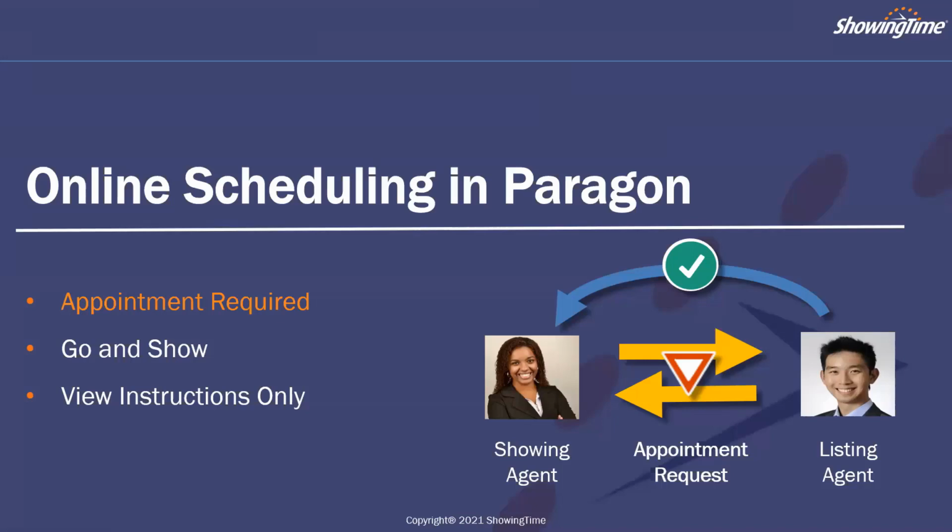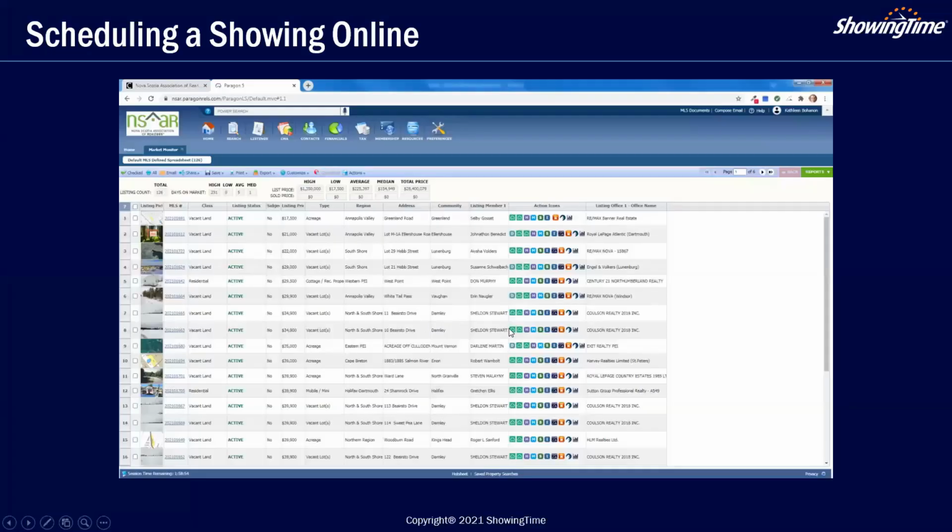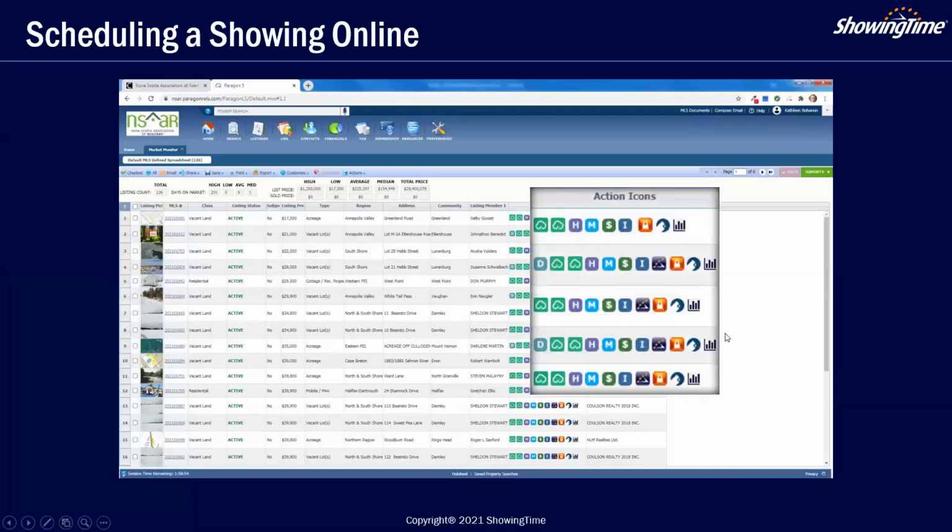And we'll go through that whole workflow of a showing agent submitting that request and then seeing a listing agent confirm the appointment. So we'll start with appointment required. When you're in Paragon and you're looking at your search results, you'll notice that in this one line view, next to all the other little icons is going to be a showing time button. So it's blue with some orange dots, kind of looks like a clock. So you can click on that to schedule an appointment on that listing.